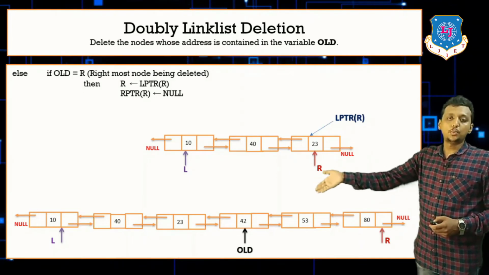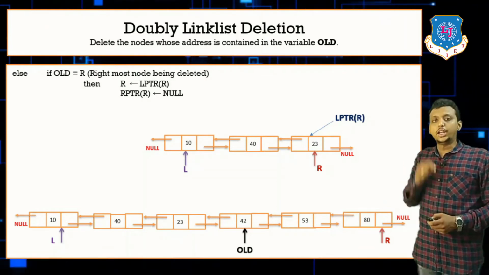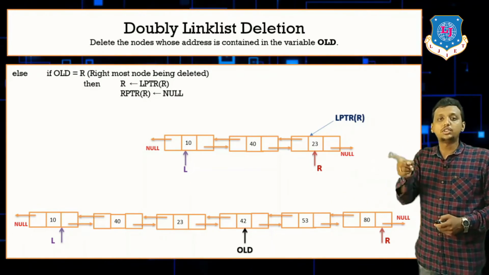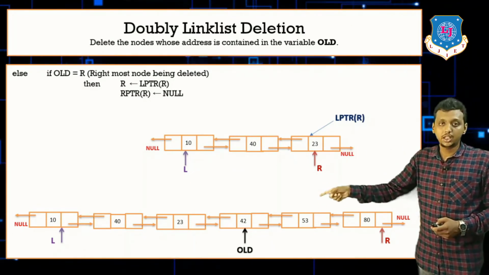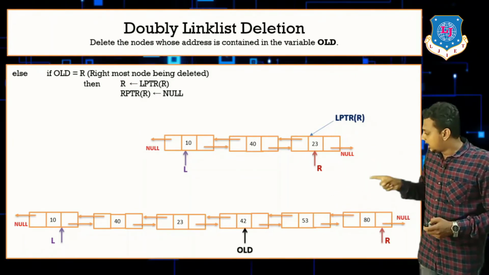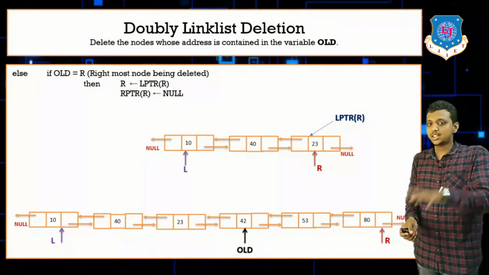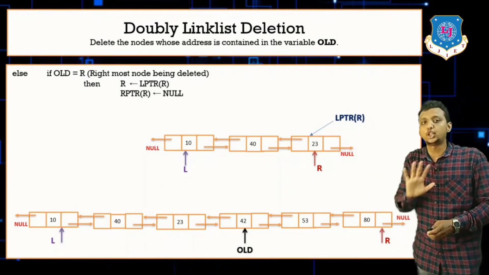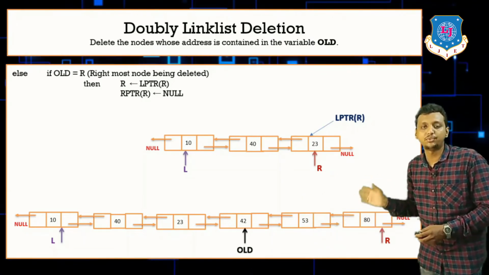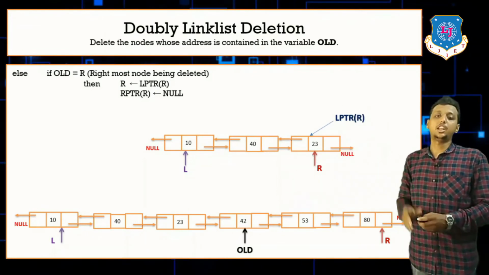See, right now my old pointer is pointing at the 47. I want to delete the 47. So students, I need to connect the left link of the 47, that means the right link of 23, directly to the 53, and the left link of the 53 directly to the 23. Just imagine the situation if I delete 42, what happens? The right link of the 23 will be connected to the 53 and the left link of the 53 is going to connect to 23.